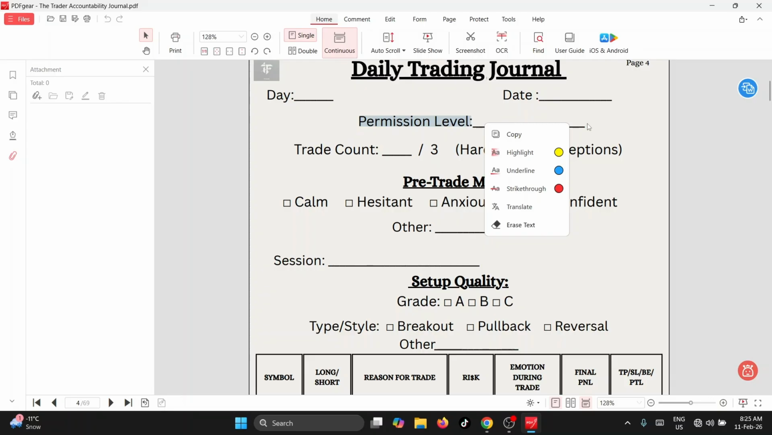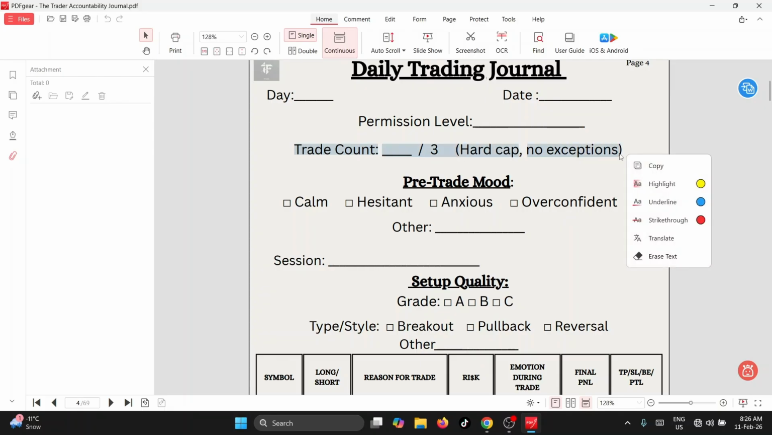Now let me tell you something. You see this line right here. I cannot stress enough how much of a game changer this line is, especially for me, because I had a problem with overtrading. Just inputting this line solves your overtrading problem immediately, because you can't write 4 here. 4 out of 3 trades doesn't make any sense. So here you're going to put your planned trades for the day: 1, 2, max 3.